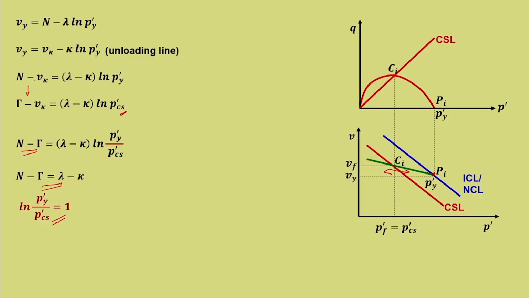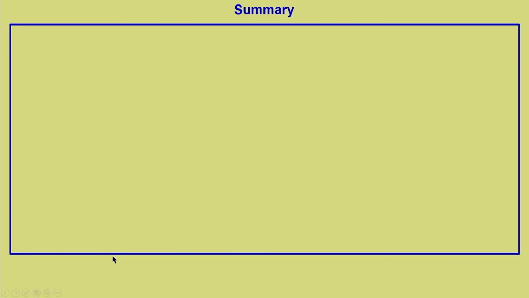So, we have just now proved that this particular point and this particular point on the p dash axis are related by the expression ln p dash y upon p dash cs. That is the attribute of this particular yield curve, and hence p dash y upon p dash cs equal to 2.718. So, that is all some very basic information related to the critical state framework in the Cam-clay model.